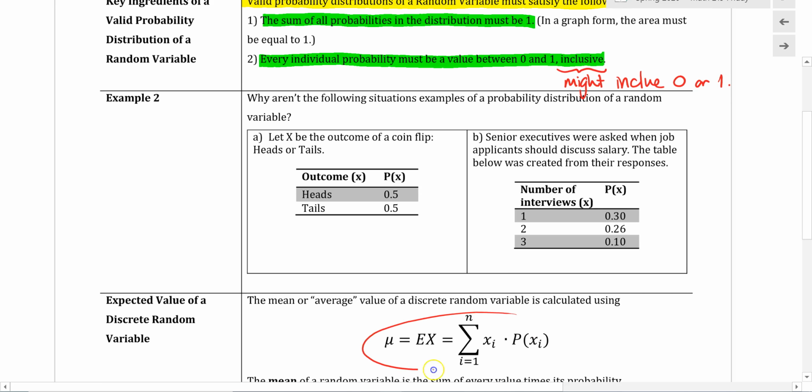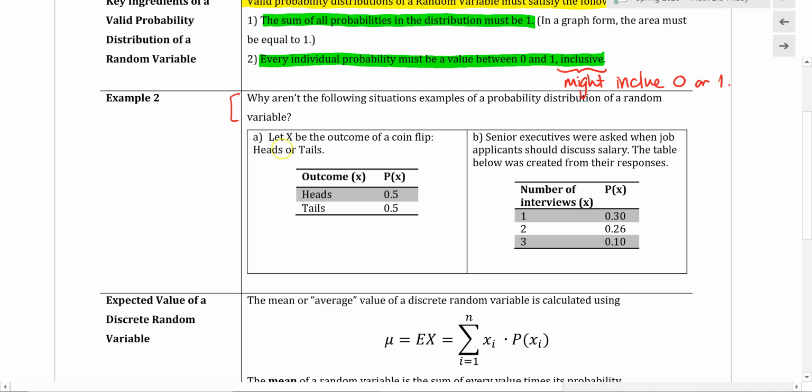I just scrolled up and you saw this. Don't panic, don't panic. Let's take a look at this example. We did something similar to this again in chapter 3. It says, why aren't the following situations examples of probability distributions of a random variable? So in other words, what's wrong with the picture here?